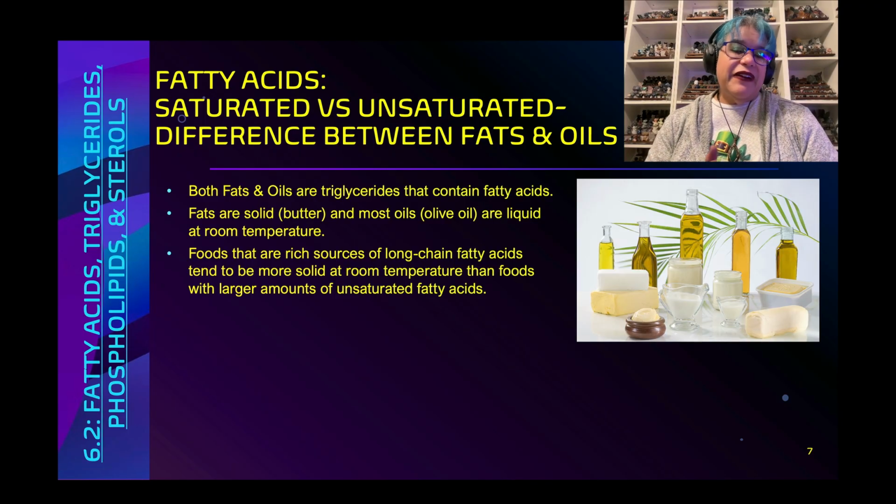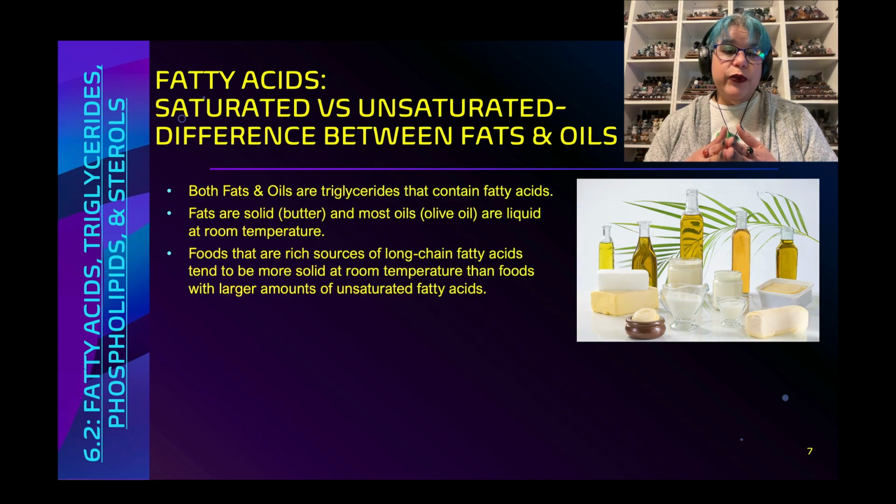The difference between fats and oils. Both fats and oils are technically triglycerides that contain fatty acids. Fats are solid, so you've got butter, for example. Butter at room temperature is still solid. And most oils are going to be liquid at room temperature. So manteca, beef lard, is solid at room temperature, whereas vegetable oil is not.